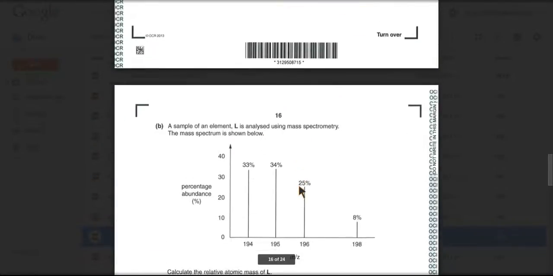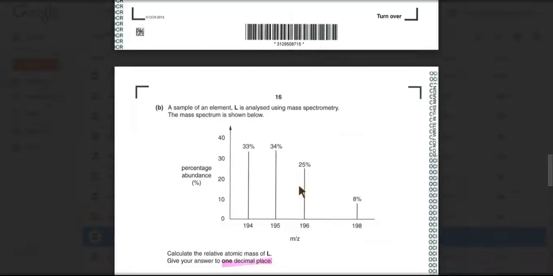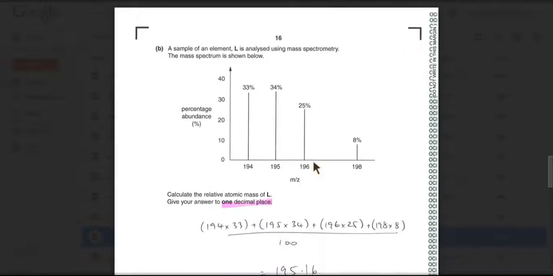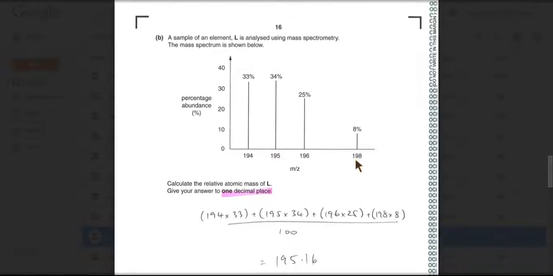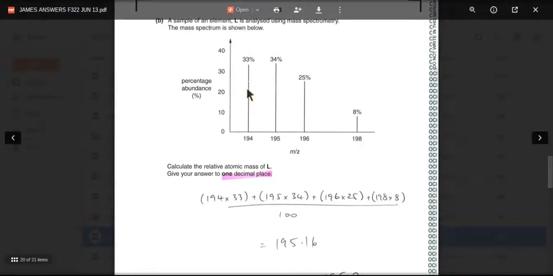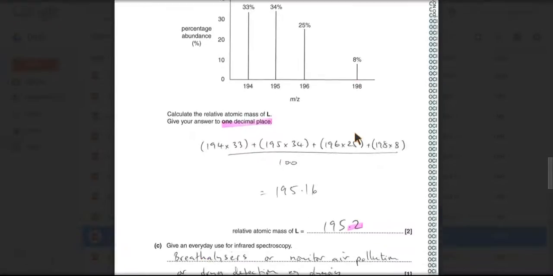So then it changes tack now. Element L is analysed using mass spec. There's the mass spectrum there. So these are all isotopes now. These aren't fragment peaks, these are the individual isotopes. And we've got to calculate the relative atomic mass of L to 1 decimal place. So it's percentage abundance times the mass of the isotope, plus that one, plus that one, plus that one. So you can see the calculations at the bottom there. And that comes out at 195.16. So to 1 dp, that's 195.2.